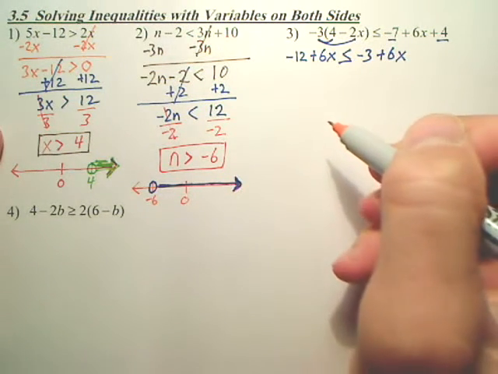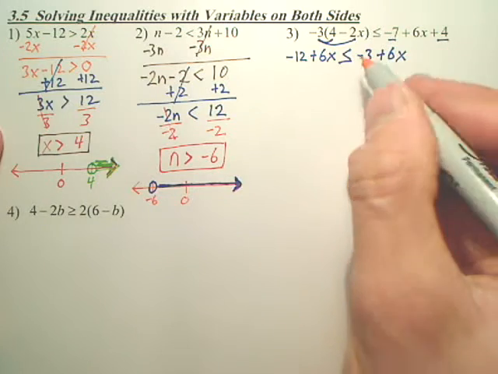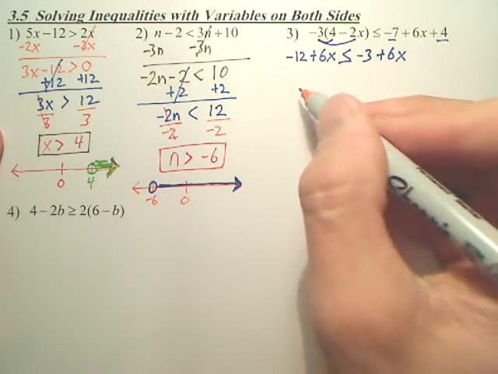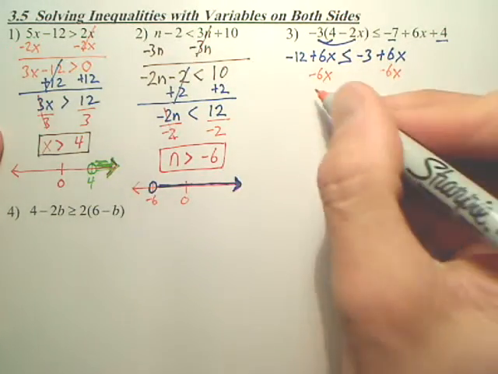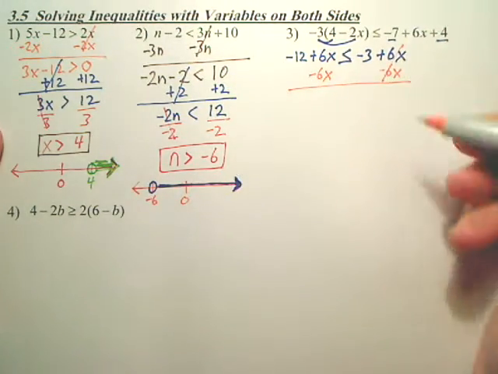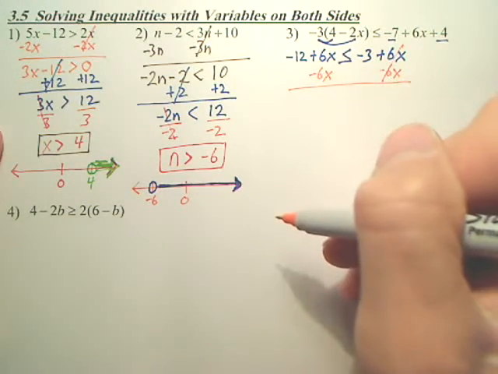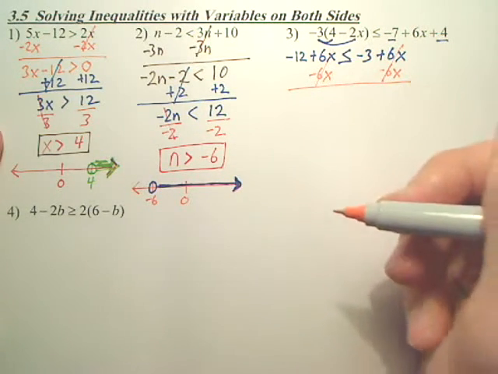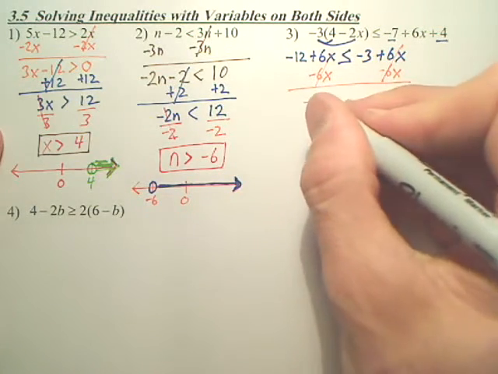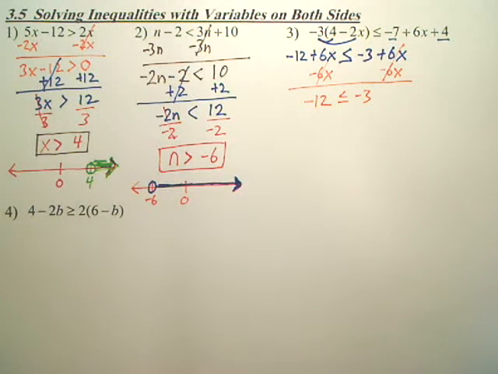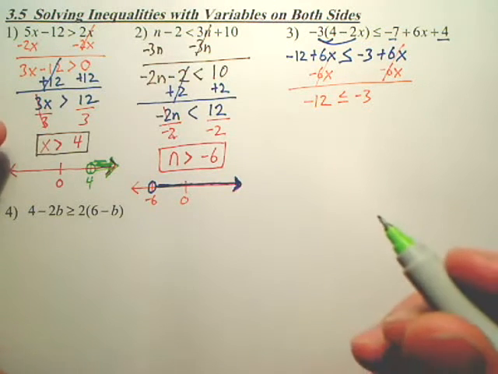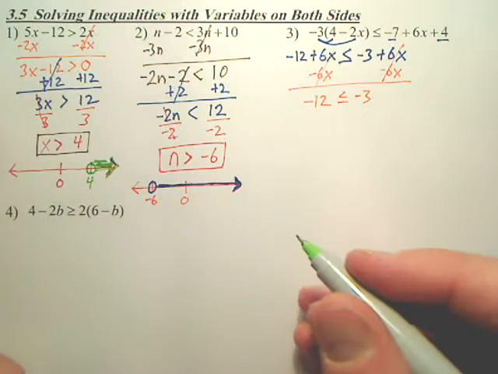And now, let's get the x's to the left side, so let's minus the 6x over. Hey, wait, what happens here? Doesn't it cancel as well? What? We have negative 12 is less than or equal to negative 3. Wait, did all the x's disappear? When all the x's disappear, something kind of went wrong. So the answer is either no solutions or all solutions.